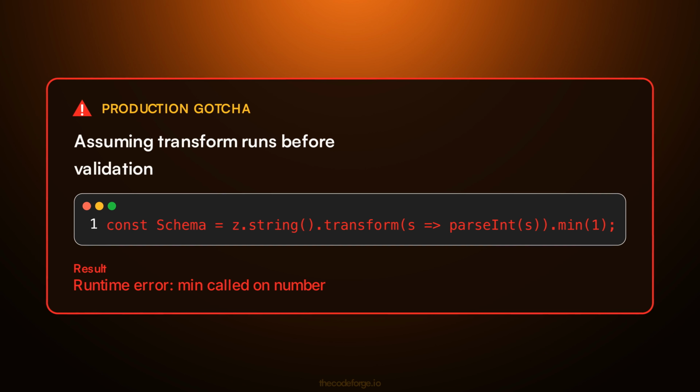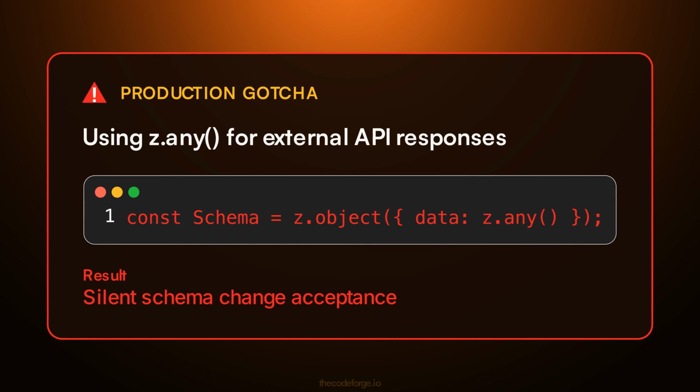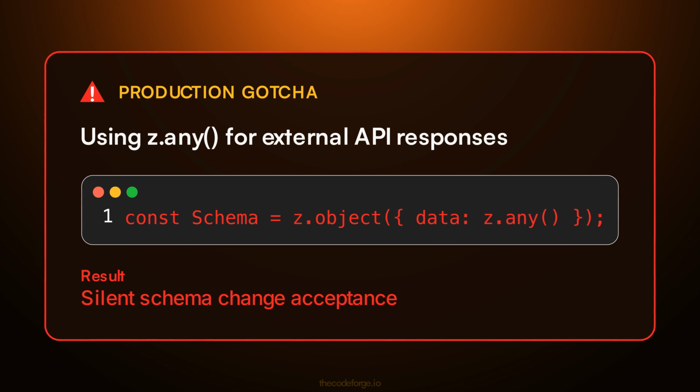Transform runs after validation, so chaining min after transform will fail because the value is already a number. Use pipe to validate the transformed output. z.any accepts any value without validation, disabling all safety. It gives false confidence. Always use explicit schemas for external data.